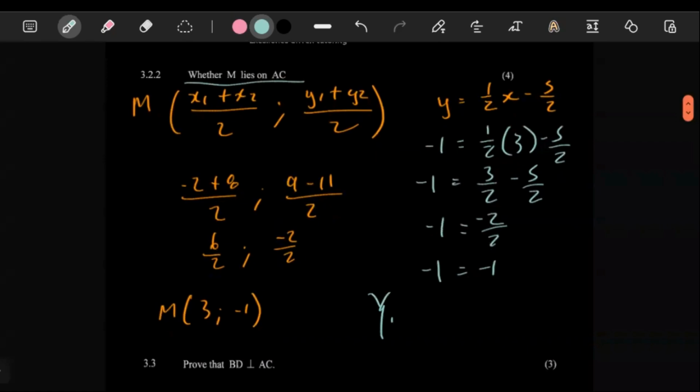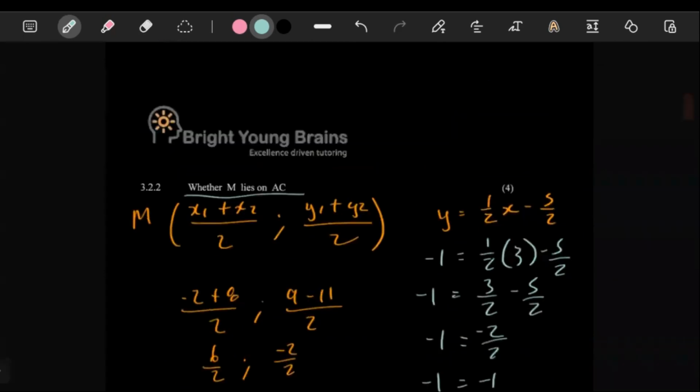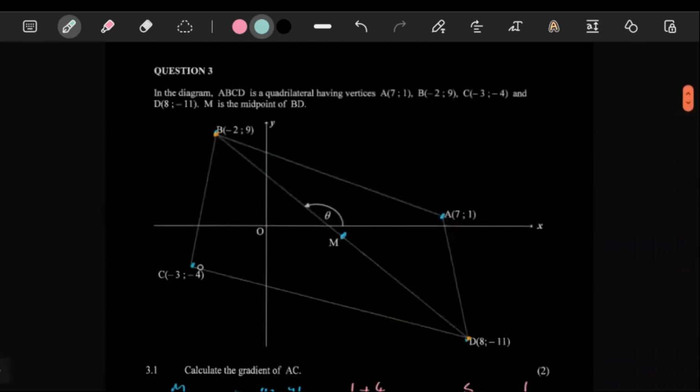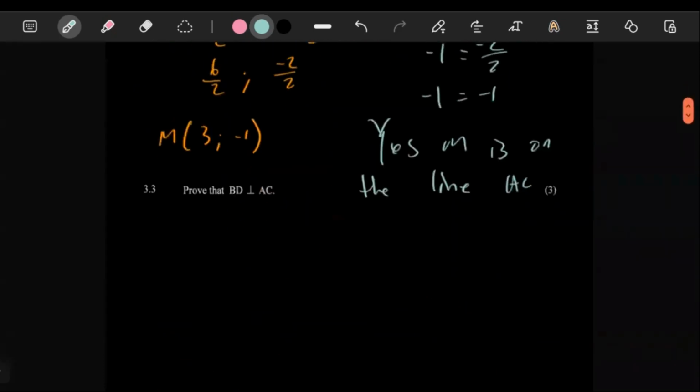So we can say yes, M is on the line AC. But we cannot say it's the midpoint of AC. It could be on the line AC, but it doesn't mean it's also the midpoint. And then it says prove that BD is perpendicular to AC.